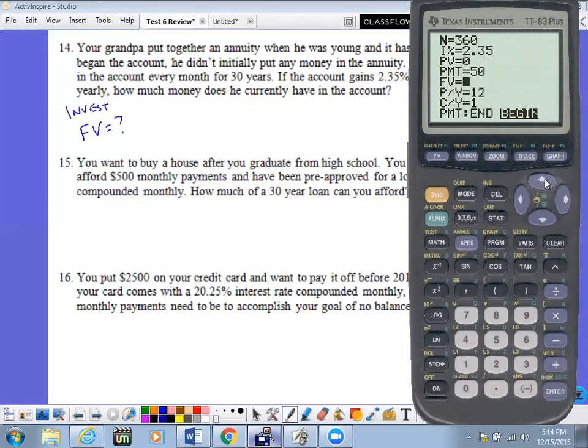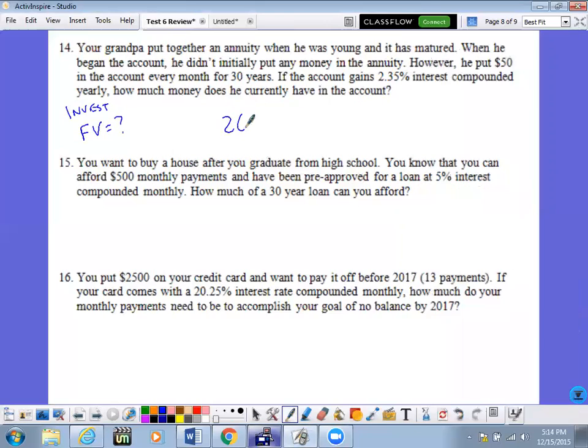So in this case, we're going to hit alpha, enter, and our future value is $26,047.27.